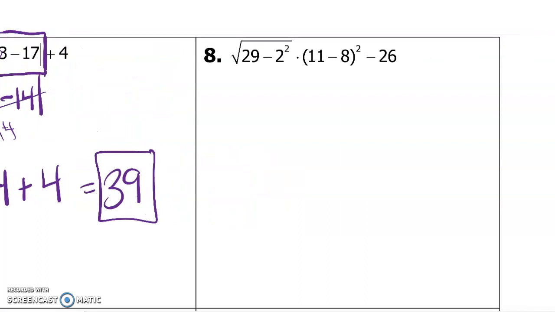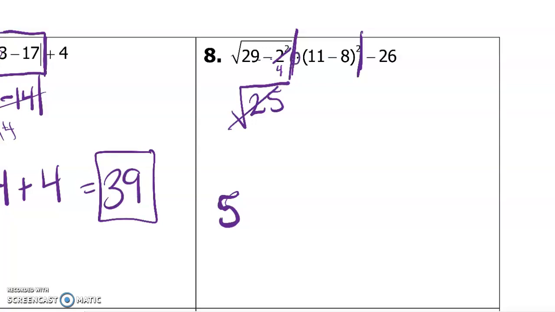Number 8. Again, when I see this, I notice there's 3 separate sections. We have this square root with stuff happening, and then we have parentheses, and then we just have this 26. So the square root, let's take care of that first. When we look inside, we have 29 minus 2 squared. We need to do 2 squared, which is 4. 29 minus 4 is 25, but that's all still under the square root. So we need to do the square root of 25, which is just 5. So my left-hand section turns into a 5.